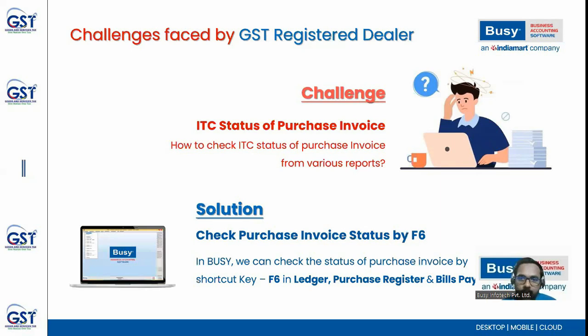So that is why we have a solution. That is, one should press the F6 shortcut key. Just press F6 when you're looking at a report like the purchase register, any ledger report, or the bill payable report. So the entire history of that invoice, the details of the invoices, will come up in front of the screen.